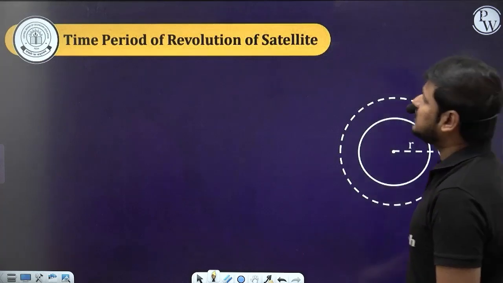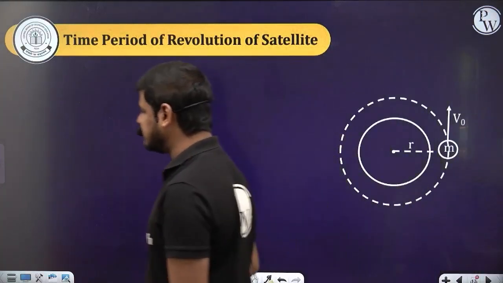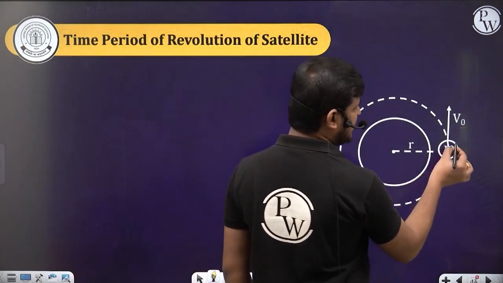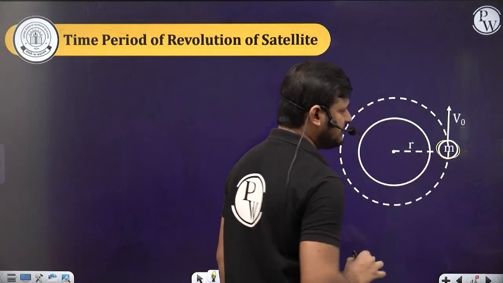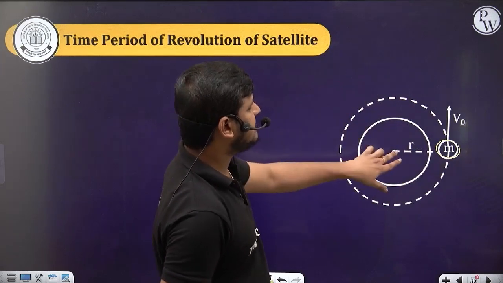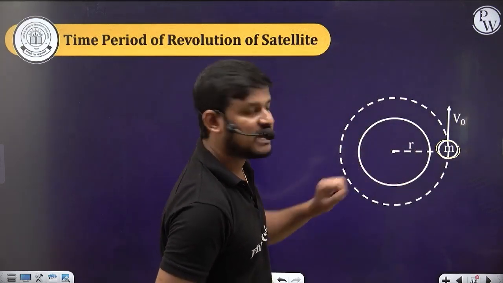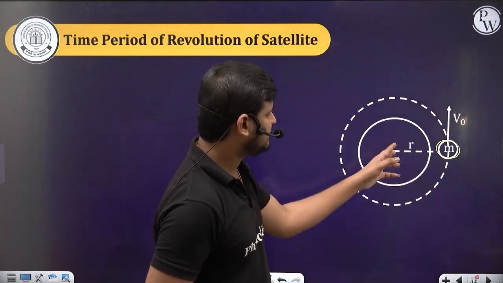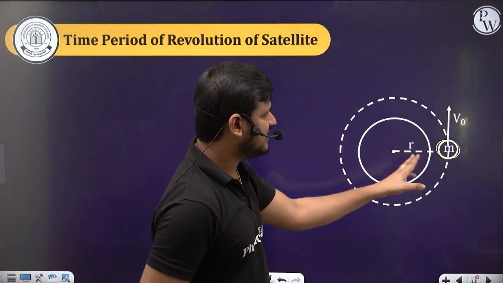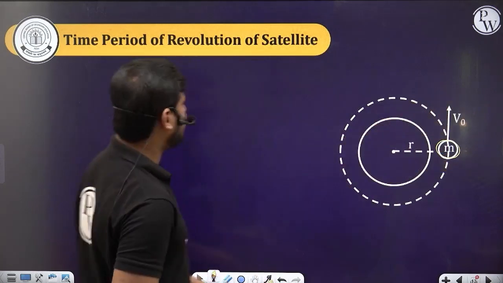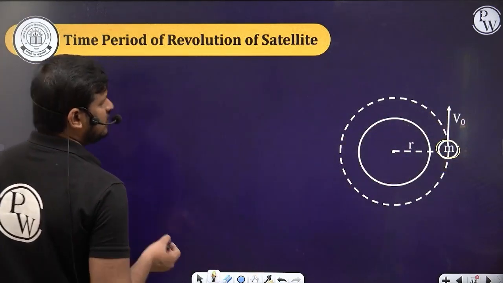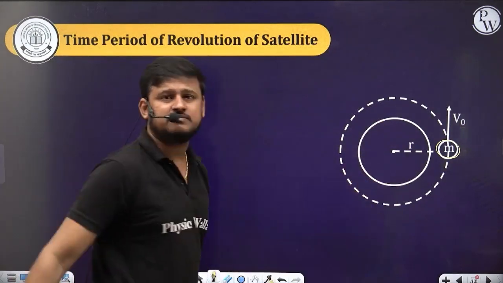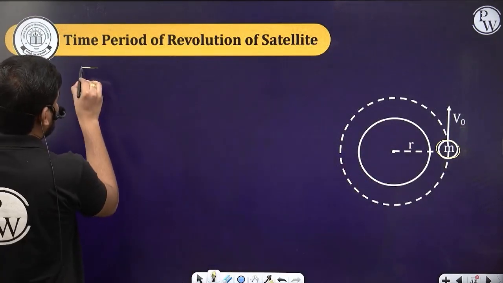Now, what is the time period of revolution of the satellite? If a satellite of mass m is revolving around some planet, at a distance small r from the center of the planet, moving with a velocity V0, then for one complete revolution, how much distance does this satellite cover?